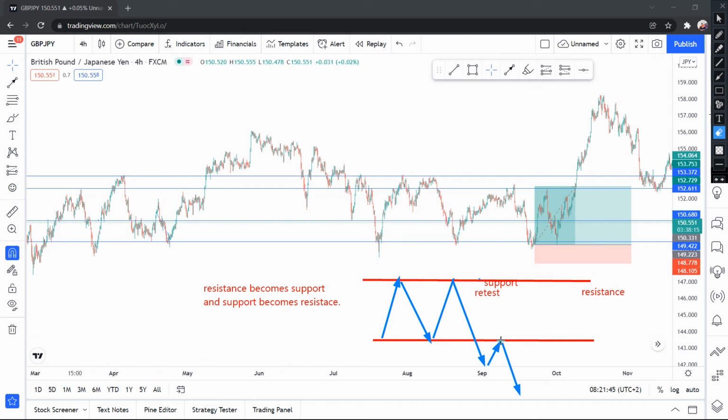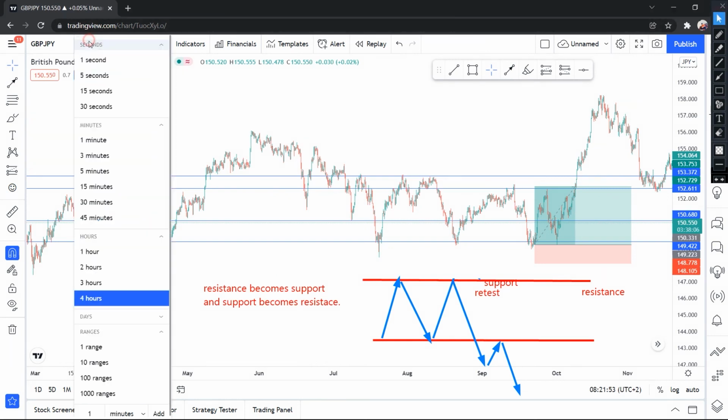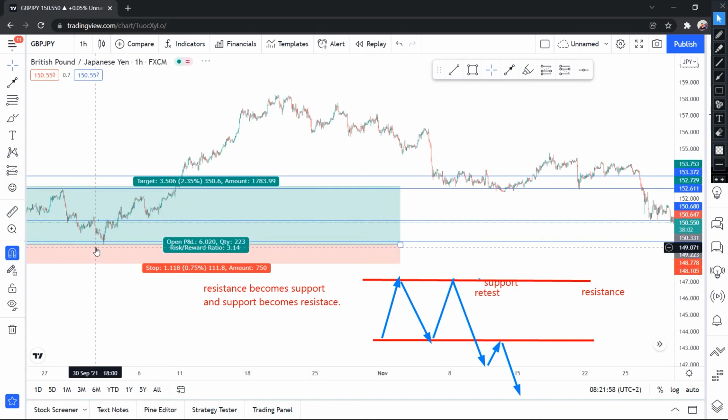So I hope you guys find a lot of value in this. Of course, you just have to keep practicing drawing these lines on every chart. As you practice more and more, you can adjust to different time frames, let's say H1, as you learn more and more. So that's what I had for you guys for today's video.